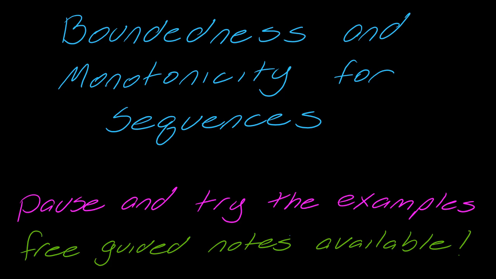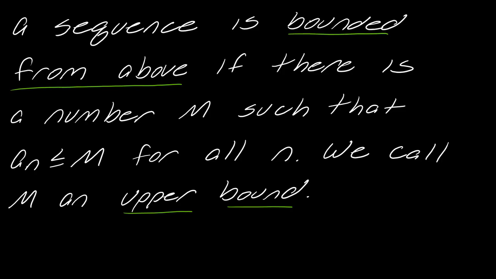So in this video, we're going to talk about the ideas of boundedness and monotonicity for sequences. Fun words to say, or monotonic is, anyways. So a sequence is called bounded from above if there is a number m such that a sub n is less than or equal to m for all n. So we call m an upper bound.